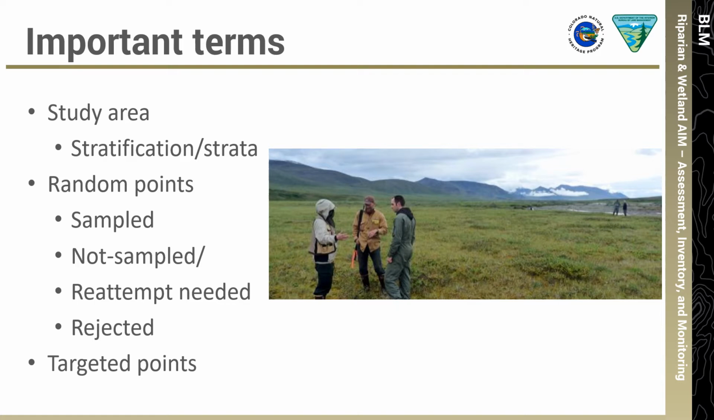Random points are tracked during sampling by noting their sample status using the labels sampled, not sampled, reattempt needed, or rejected. And last, the term targeted points, which are manually selected points based on local management or monitoring objectives. They are for site-specific applications and cannot make inference beyond the sample point. We will go into some detail into each of these terms and concepts in this presentation.